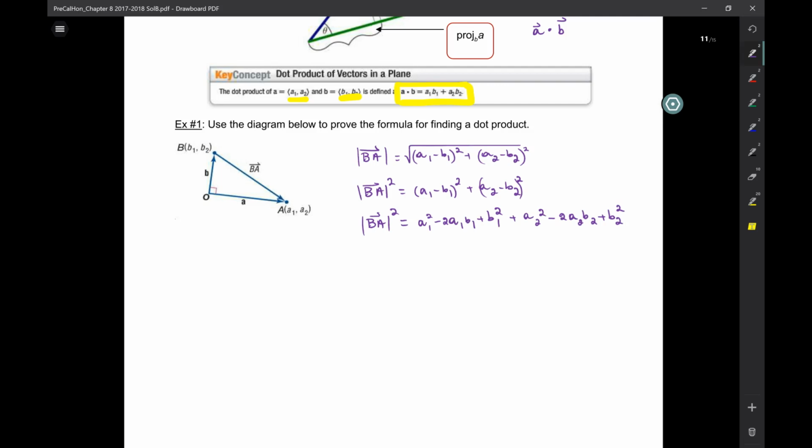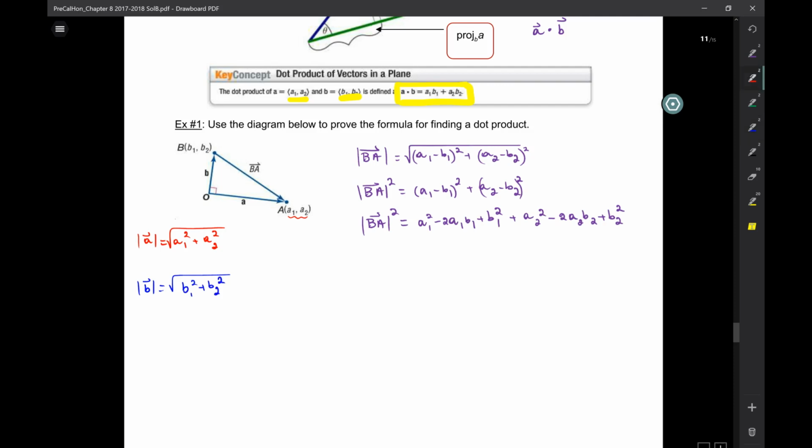So take a look here. Since we're talking about magnitudes, is there a way that we could find the magnitude of vector A? What's the magnitude of vector A? These are its components. So is it A1 squared plus A2 squared? And then what's the magnitude of vector B then? Same thing, but with the B's.